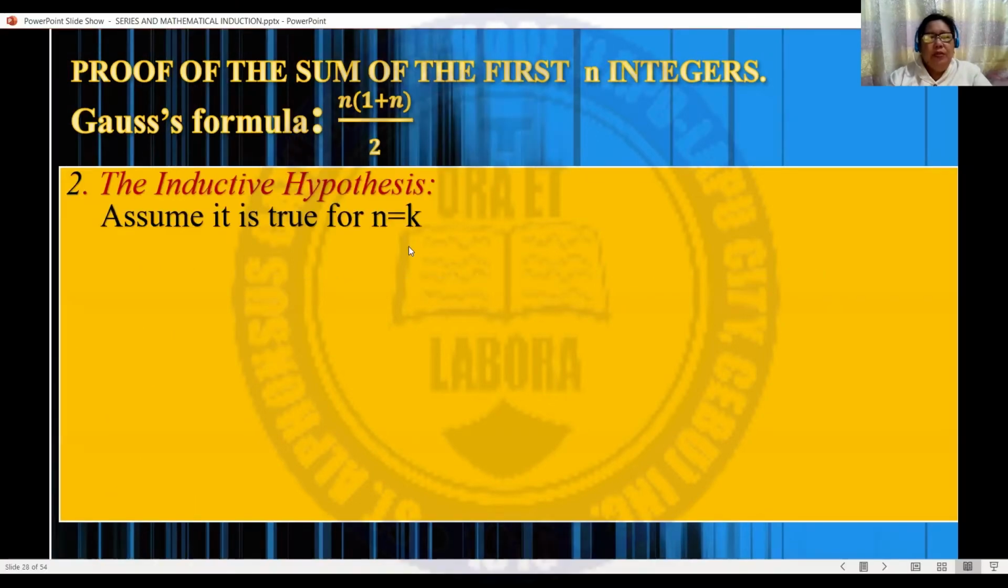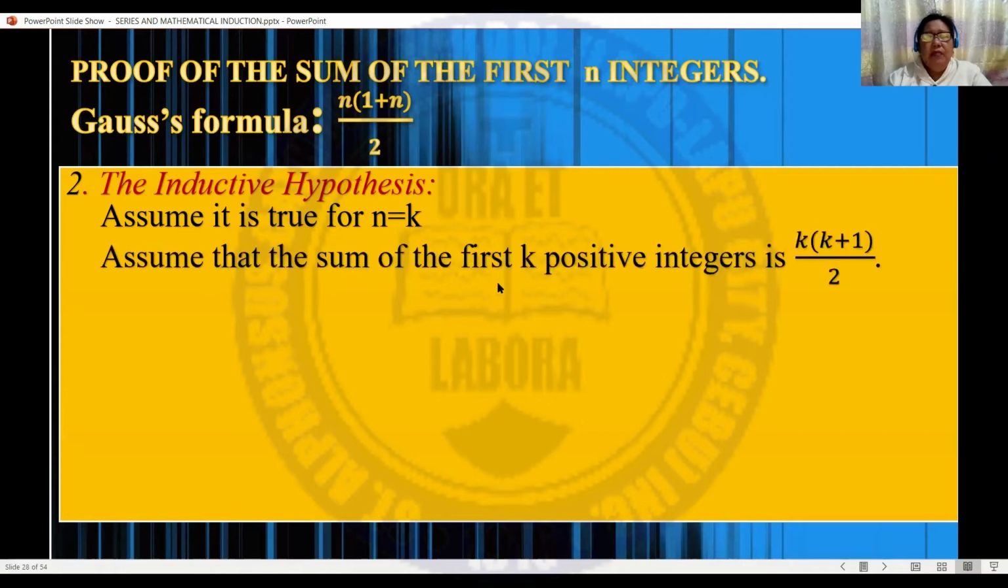For step 2, we have to assume that it is true for n is equal to k. So assume that the sum of the first k positive integers is k times the quantity k plus 1 over 2. So for n times 1 plus n over 2, or can be written as n times the quantity n plus 1 over 2, all you have to do is to change n by k. So we have now k times k plus 1 over 2.